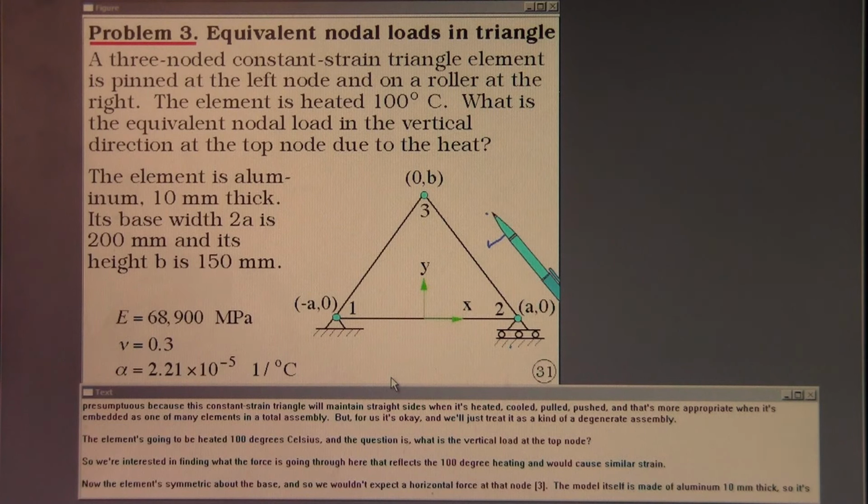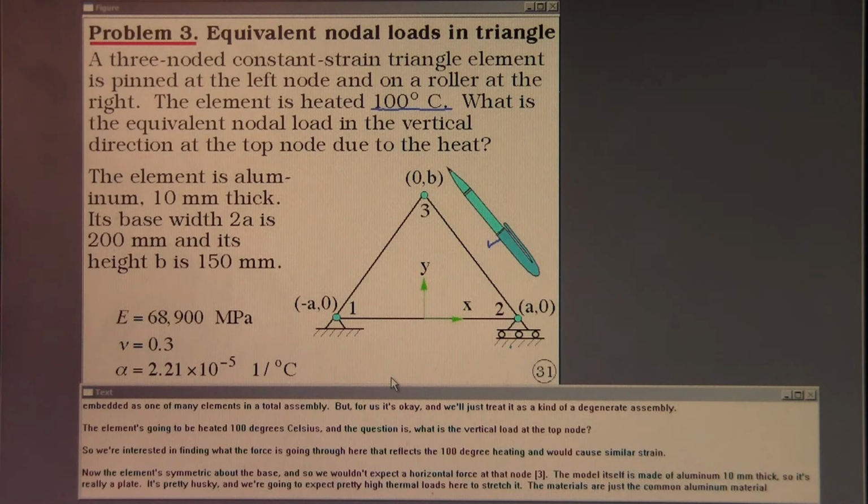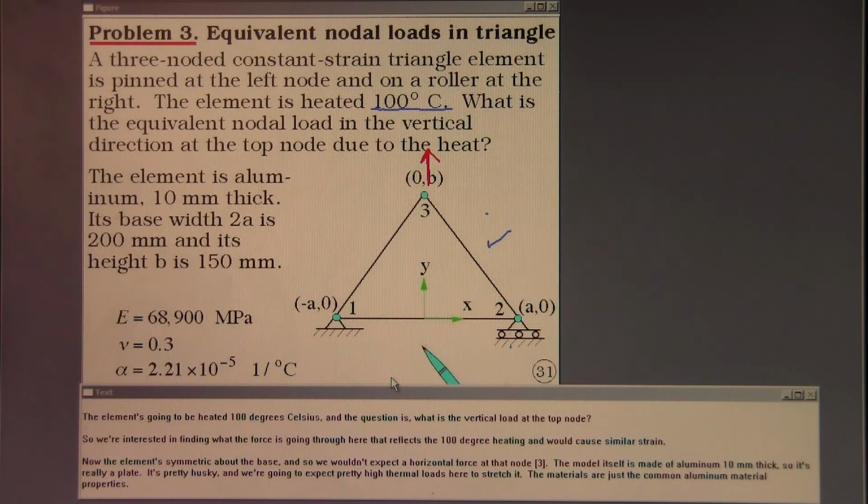The element's going to be heated 100 degrees Celsius, and the question is, what is the vertical load at the top node? So we're interested in finding what the force is going through here that reflects the 100-degree heating and would cause similar strain. Now the element's symmetric about the base, and so we wouldn't expect a horizontal force at that node.